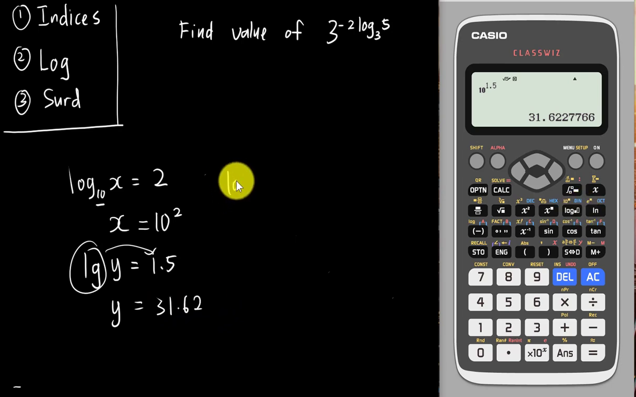However, if you have log base 3 of x equals 2, you cannot use the shift log button here, or else you will get a different answer. Therefore, this calculation you need to solve manually and change it into something like 3 power of 2. Then you will get x equals 9, but you can't straight away use this calculator.